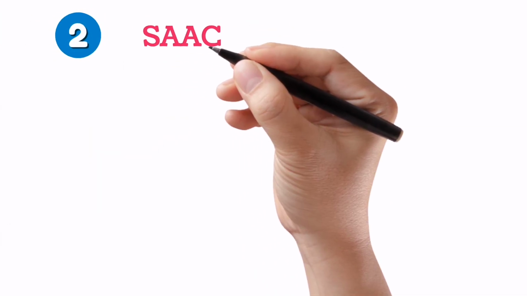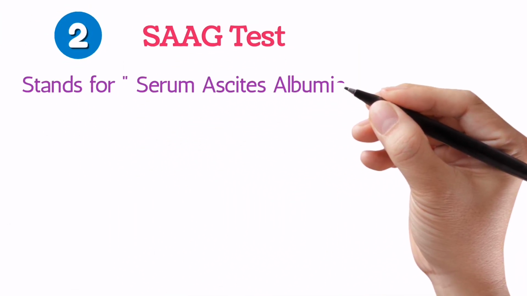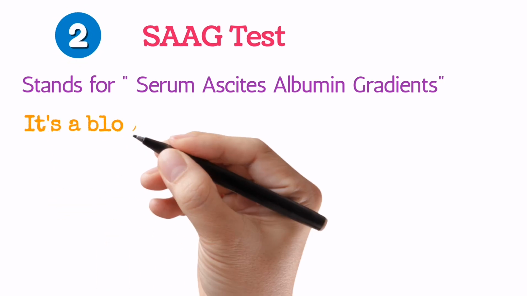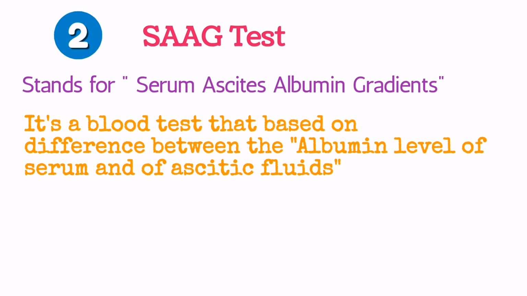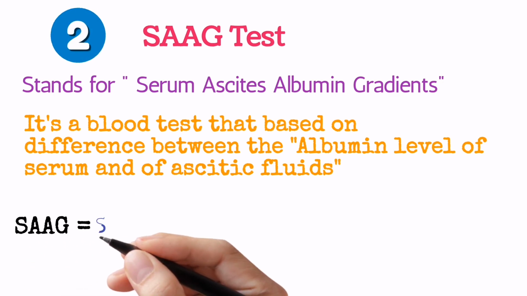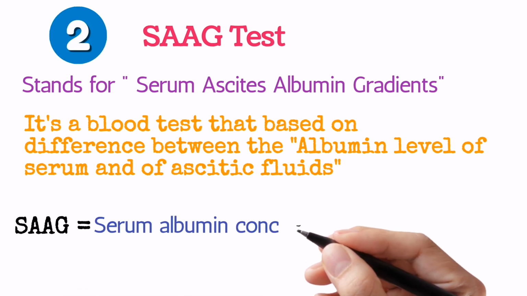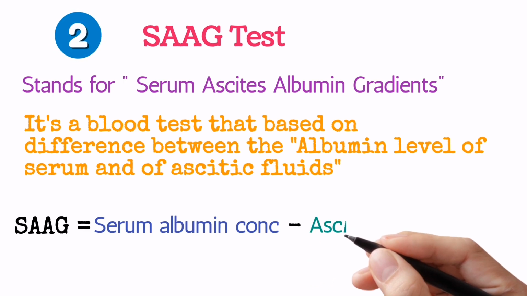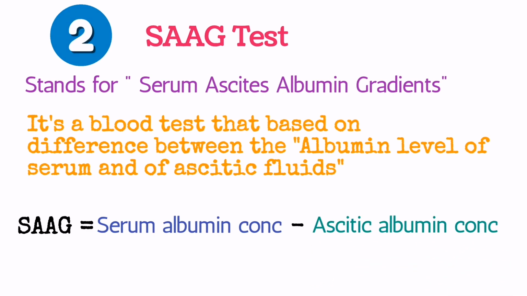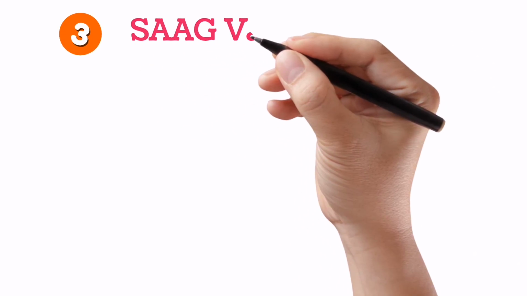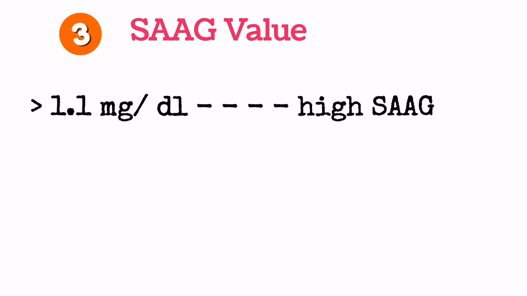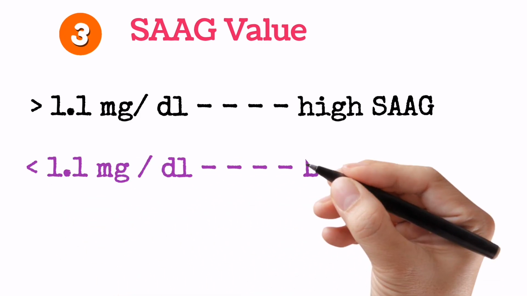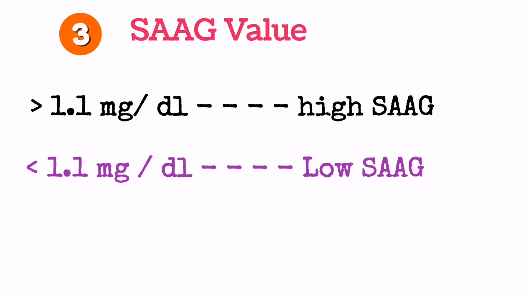SAAG stands for serum ascites albumin gradient. It is a blood test that is used to find out the difference between the albumin level of the serum and the albumin level of the ascitic fluid. We can find out SAAG by serum albumin concentration minus ascitic albumin concentration. A SAAG value greater than 1.1 mg per deciliter is considered high SAAG. But if the value of the SAAG test is less than 1.1 mg per deciliter, then it is considered a low SAAG value.